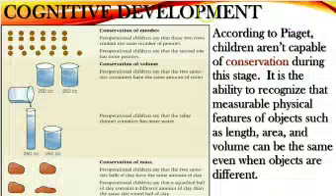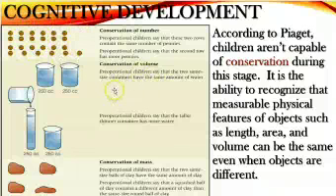In his cognitive development, also, according to Piaget, children aren't capable of conservation during this stage. And conservation is the ability to recognize that measurable physical features of objects, such as length, area, and volume, can be the same even when objects are different. For example, here he has what is called conservation of number. Pre-operational children would say that the two rows contain the same number of pennies. Pre-operational children say that the second row has more pennies. Also, they are spread out, but in essence, it is the same number.